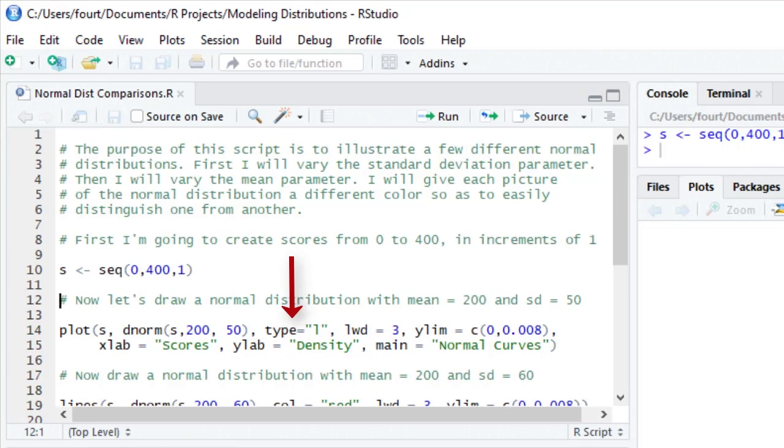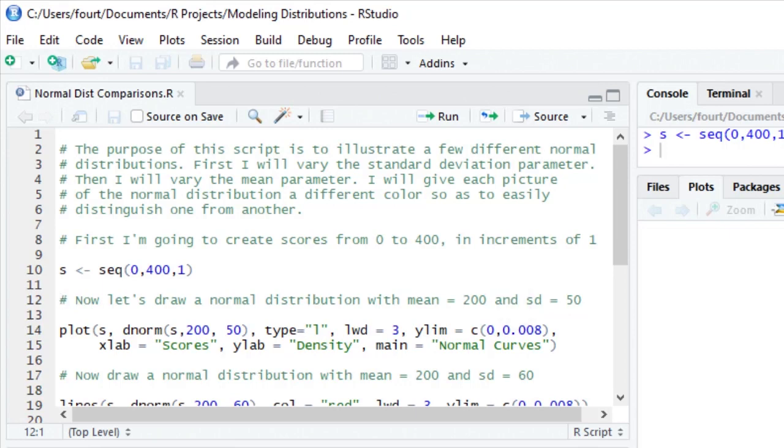The type equals L argument simply tells R that I want to draw a line. The lwd argument tells R how thick my line should be. The bigger the number, the thicker the line. The ylim command says that I want my vertical axis to start at 0 and end at 0.008. How did I know to pick 0.008?